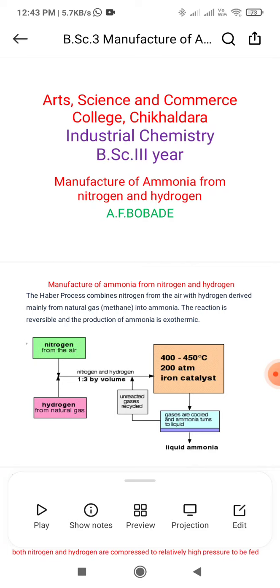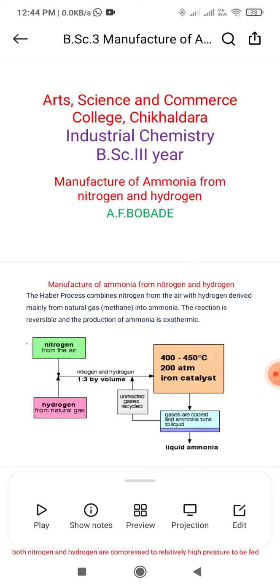Now we see the flow chart for the manufacturing of ammonia. Nitrogen from the air is in the first block. Hydrogen is from the natural gas, by cracking the methane. Methane is cracked into carbon and hydrogen. Only hydrogen is combined with the nitrogen. For that nitrogen and hydrogen, we take the ratio of 1:3 by volume.